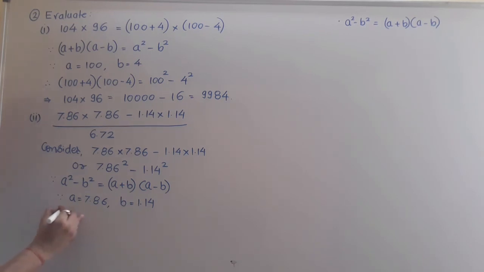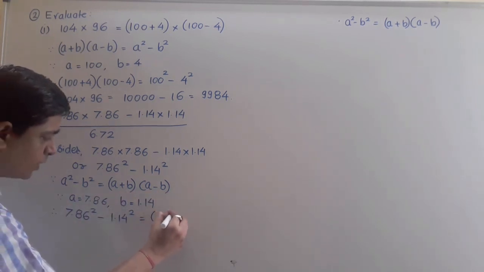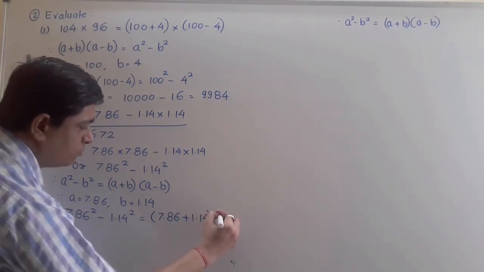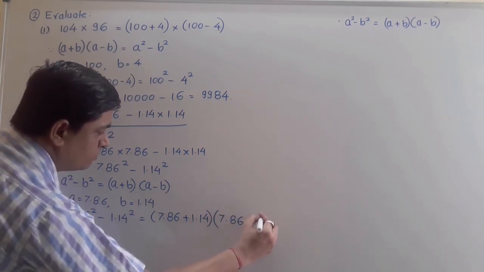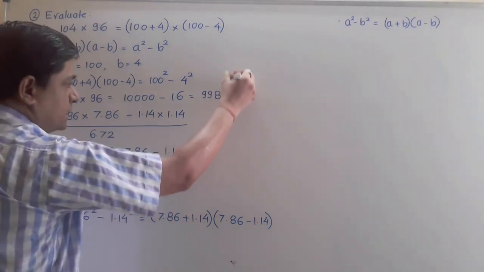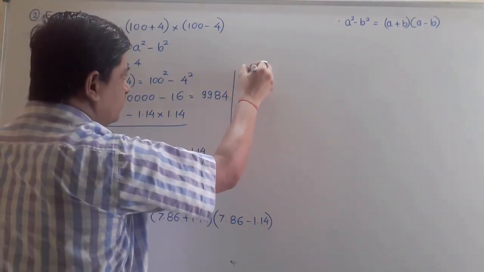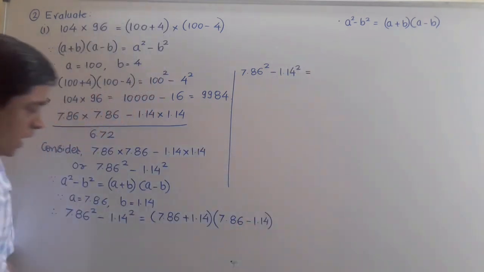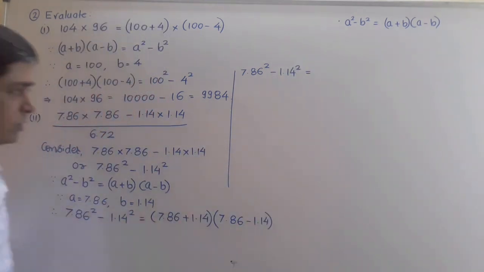So we can say that therefore 7.86 square minus 1.14 square is equal to, in a plus b and a minus b also I will put the value. So (7.86 plus 1.14), then the second bracket (7.86 minus 1.14). Now let us add both of them. This one I will keep as it is because its value only I am finding. So now I can say that 7.86 square minus 1.14 square is equal to, add both of them, 7.86 and 1.14. Let us add in the rough.